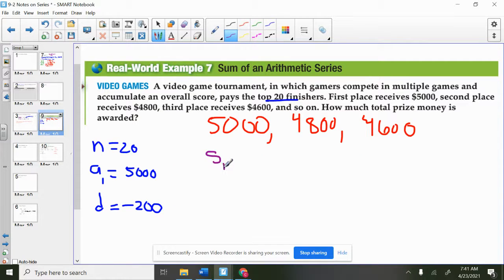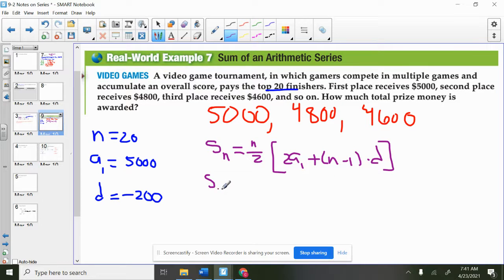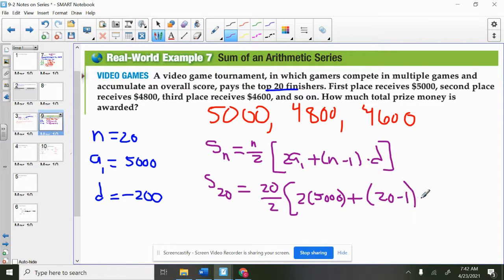So I'm going to find S sub n equals n divided by 2, and then 2 times a sub 1 plus n minus 1 times d. I'm going to use that to help me sum up the total amounts of all 20 places. So n divided by 2, that's 20 divided by 2. Here you're doing 2 times your a sub 1, the first term in your series, which is 5,000 for first place, plus n minus 1. So I'm going to do 20 minus 1, and then times that by negative 200, because this is decreasing by $200.